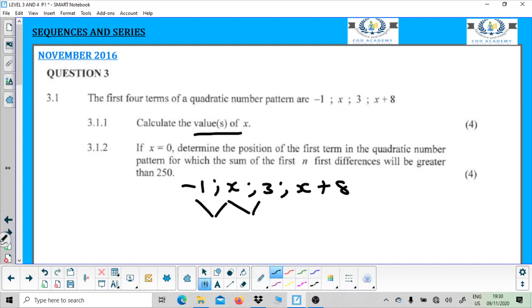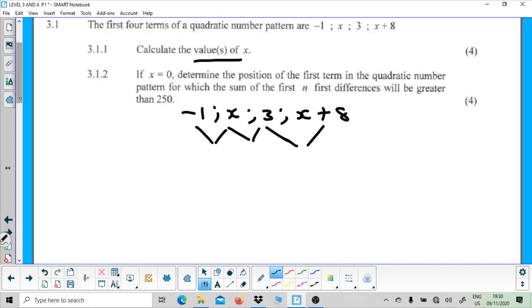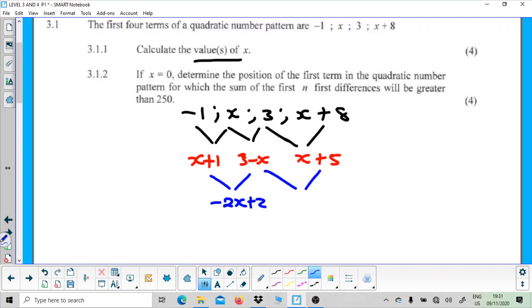So in this situation, let's simplify until we get to the second difference. Apparently x plus 8 is one term over there. The semicolon on this quadratic separates the terms. So you mean the first difference. Of course, it's x minus minus 1, which is x plus 1, and then 3 minus x, and then x plus 5. Then you go for the second difference. 3 minus 1 minus 2x, that's minus 2x plus 2. And x minus minus x, 2x, 5 minus 3, 2. So you got your second difference.